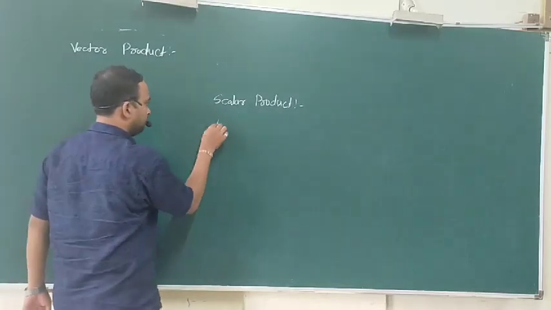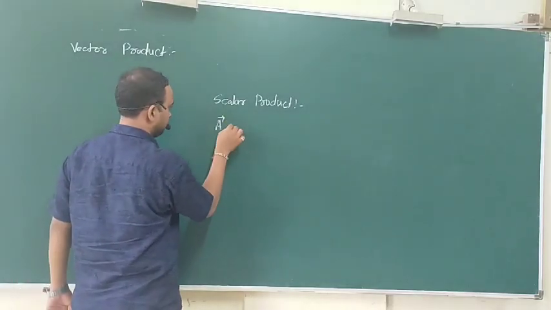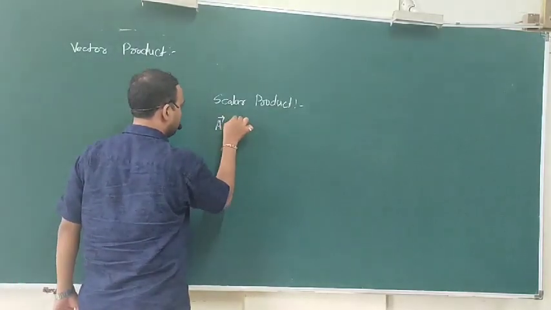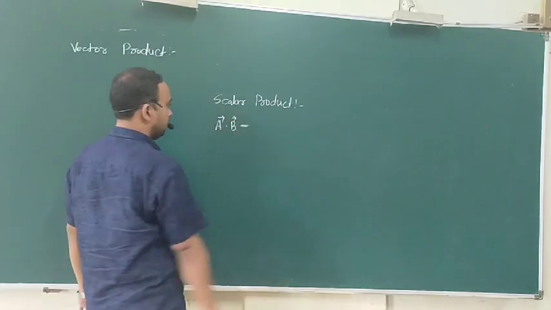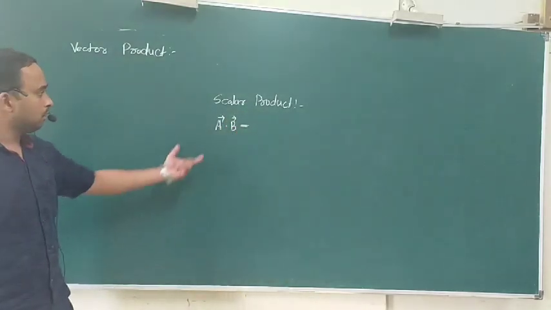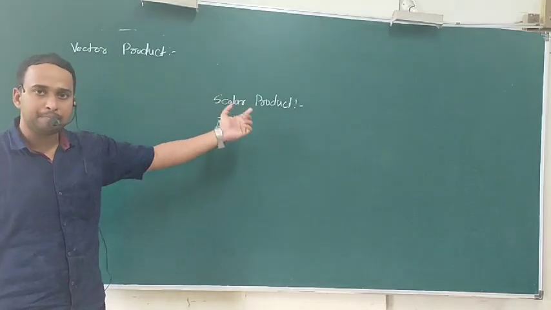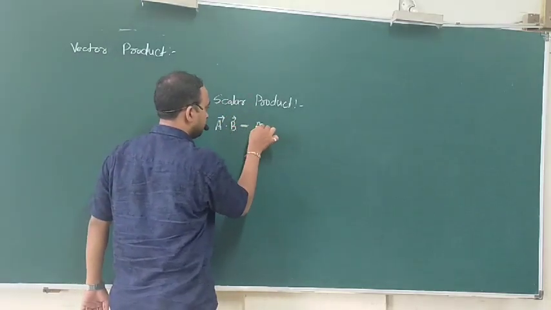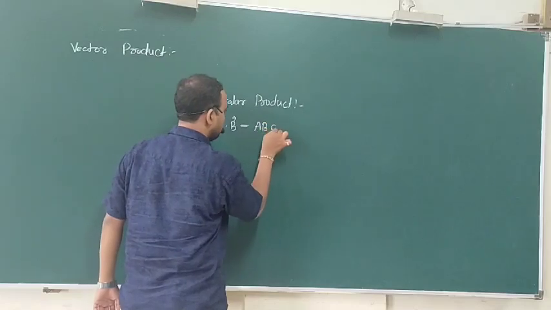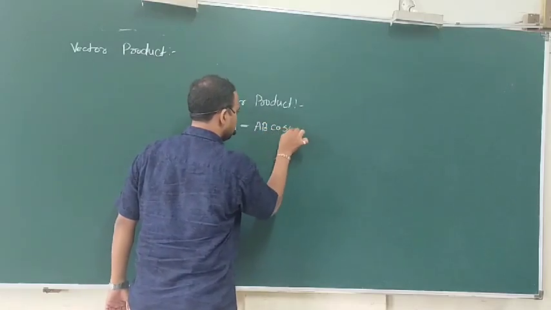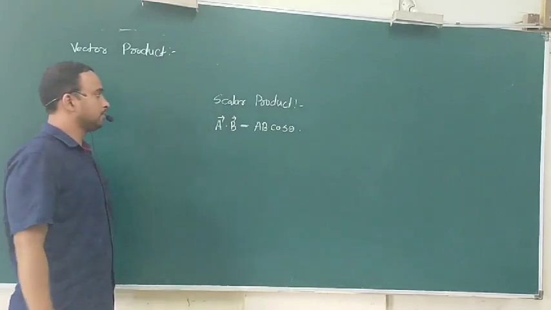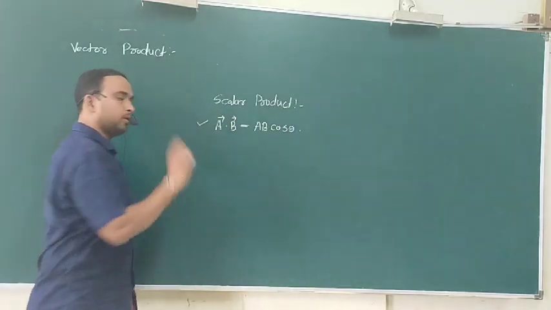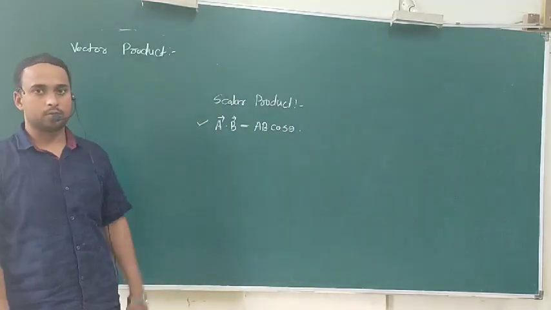The scalar product of two vectors a bar dot b bar is defined as the product of their magnitudes and the cosine of the angle between these two vectors. That means ab cos theta. This is the scalar product, or dot product.